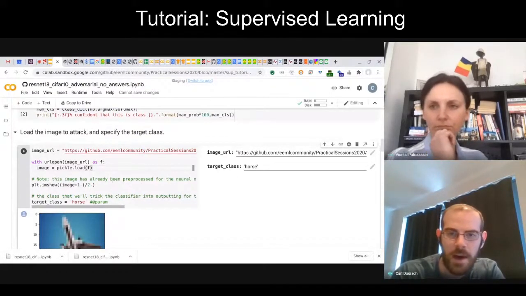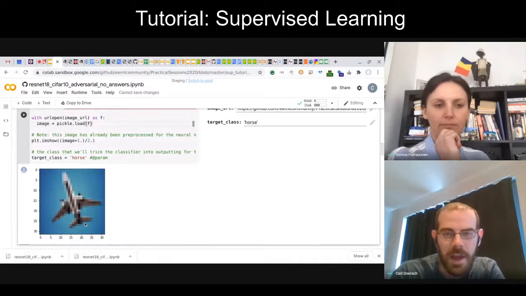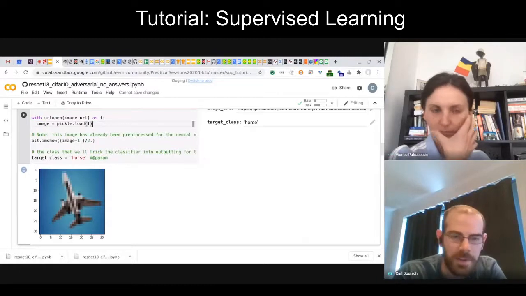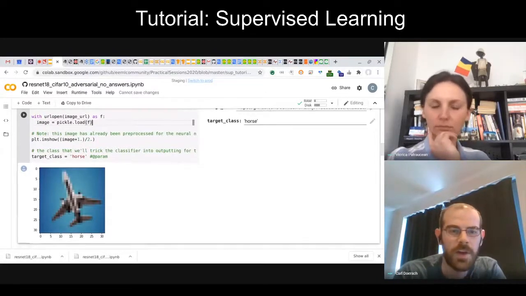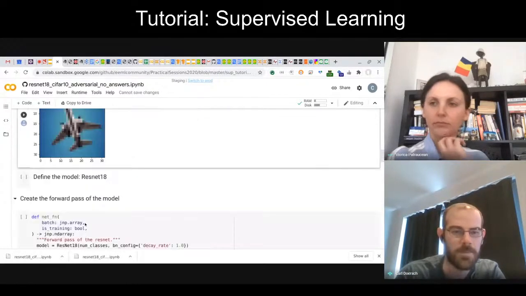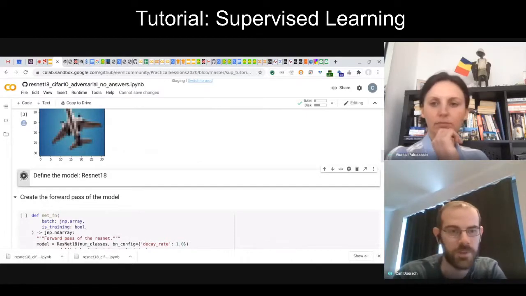We're going to try to take this image, which is obviously an airplane, and convert it into a horse. Basically, we add some noise to this image so that it still looks like an airplane to us, but the neural network outputs the answer horse. And we're going to use the same network that we used for the previous tutorial.